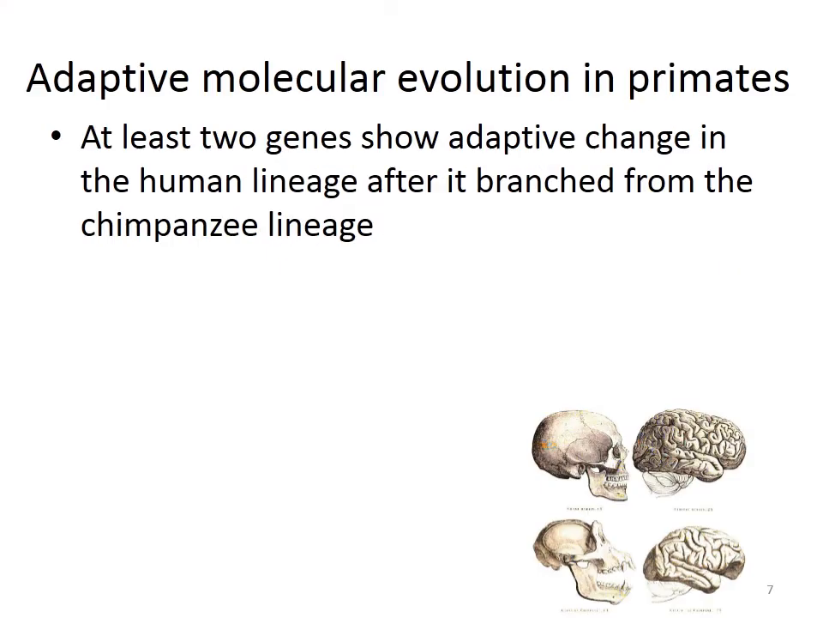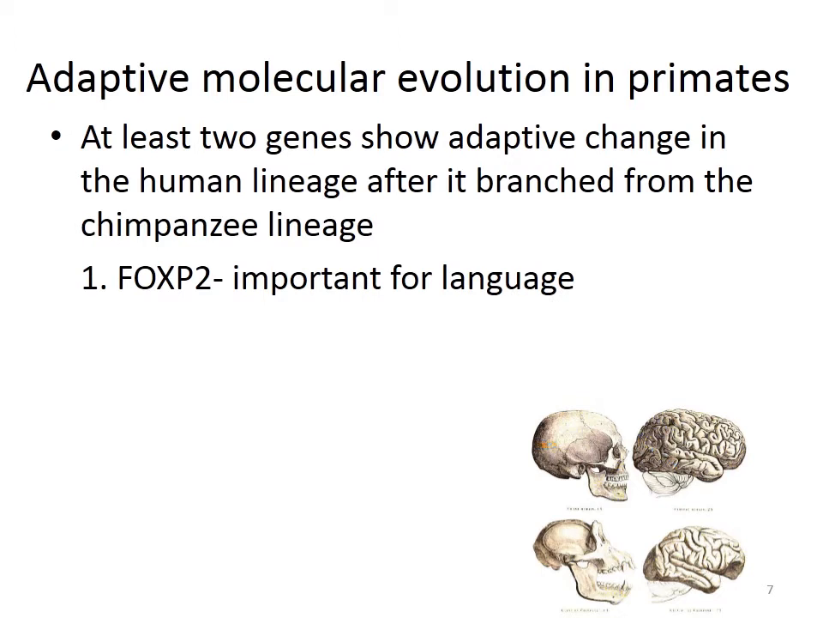So, adaptive molecular evolution in primates. At least two genes are very important, right? They make humans a little bit what we are, in terms of being different from chimpanzees. There are at least two genes. One is the FOXP2 gene, which we've talked about a little bit before. This is important for language.